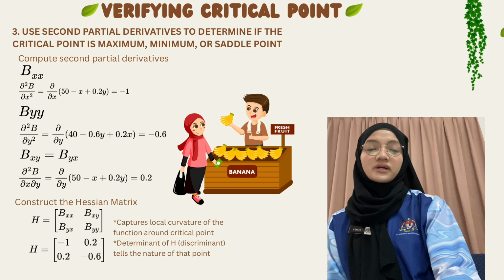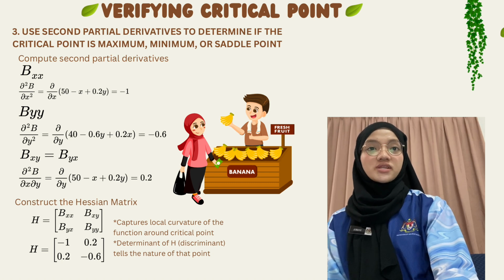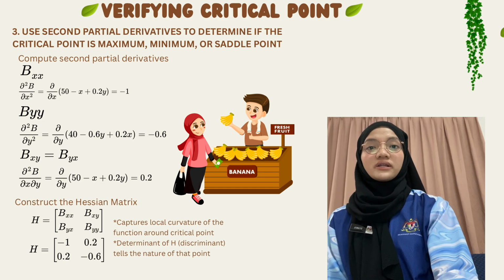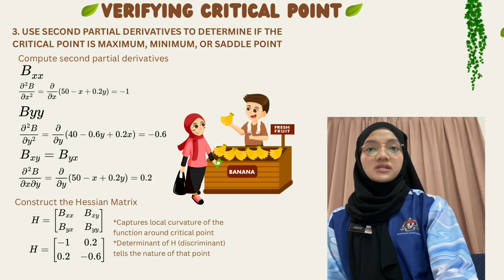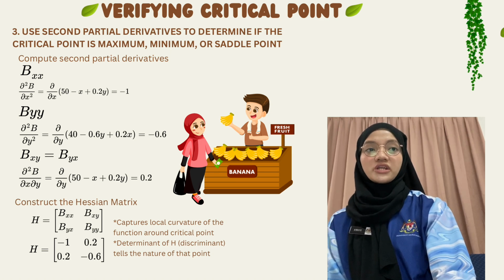And next, we will organize this into the Hessian matrix, which is a mathematical snapshot of the yield surface curvature at our critical point. The negative diagonal entries, -1 and -0.6, tell us that the yield curve bends downward in both directions, like standing on a hilltop, while the off-diagonal 0.2 values are the positive interaction terms, which show nitrogen and water amplify each other's effect, but it is not enough to create a saddle shape.